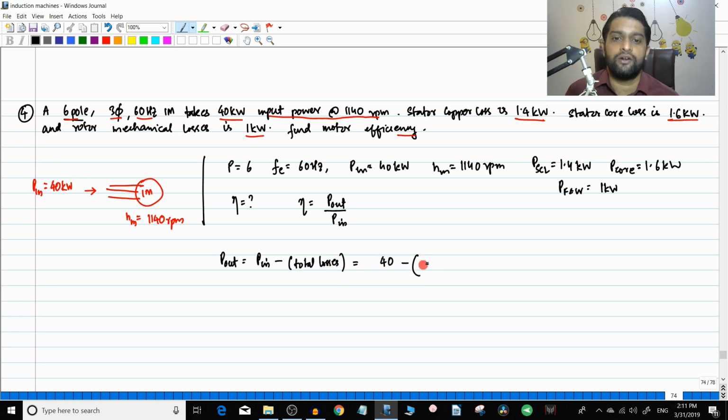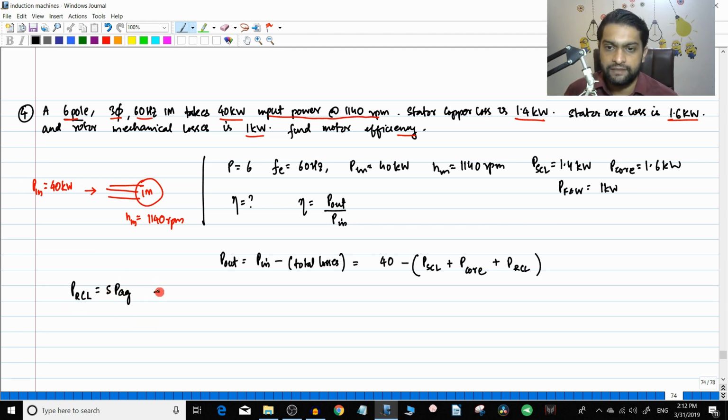The input power is given to be 40 kilowatts minus the total losses. So what are the total losses? It is the stator copper loss, the stator core loss, and also on the rotor side you have the rotor copper loss. Stator copper loss they have given, it is 1.4 kilowatts, core loss they have given, it is 1.6 kilowatts, but the rotor copper loss they have not given, so we have to find it out individually. The rotor copper loss will be equal to S into PAG. If you can find these two values, you will get the rotor copper loss.